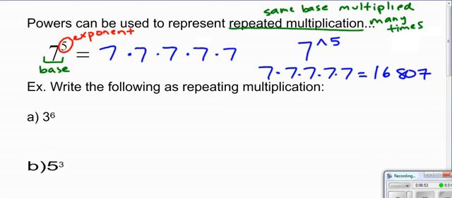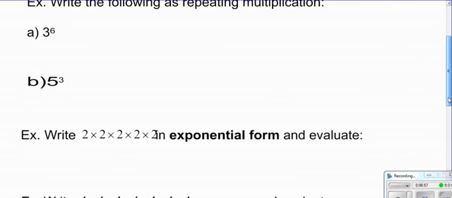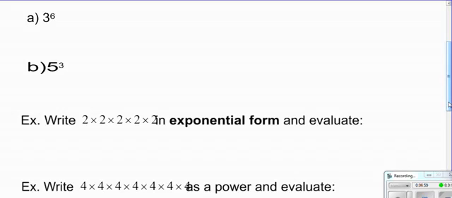So we have 2 more examples that we're going to write as repeated multiplication. And yes, I do want you doing this step so you get into this habit of asking what does repeated multiplication actually mean. We have a base of 3, and the exponent is 6. So that's telling me that the base of 3 gets repeated 6 times. Okay, 1, 2, 3, 4, 5, 6.